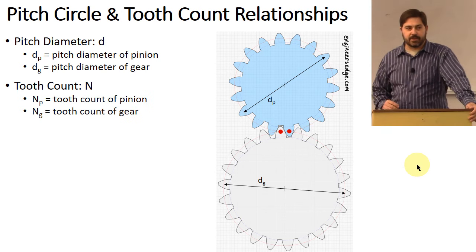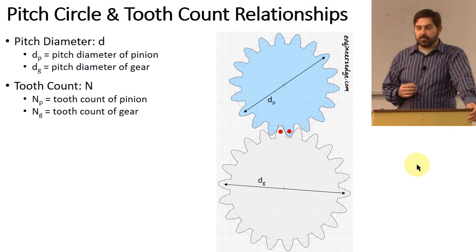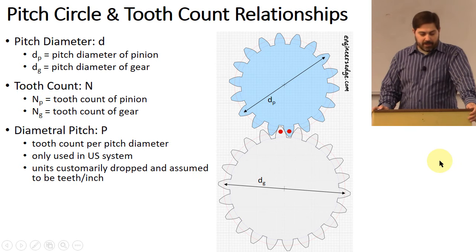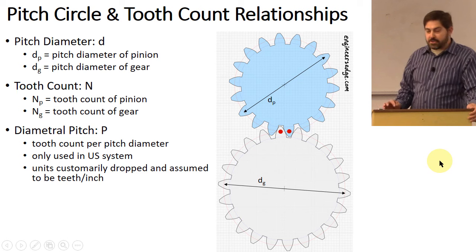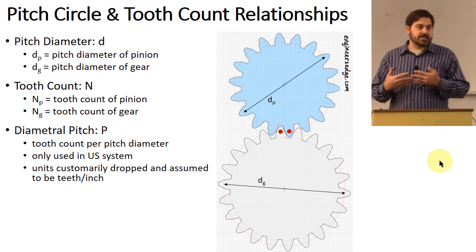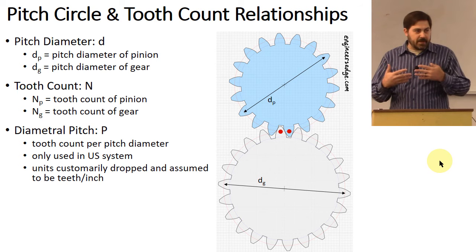When I have letter N, that represents the number of teeth on one of these gears, and again the subscripts just refer to the pinion and the gear. In order for two gears to properly mate with one another, they have to have consistent sized teeth, right? Otherwise they won't mate with each other.